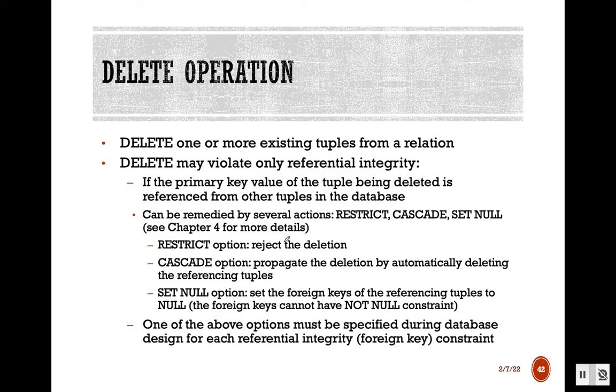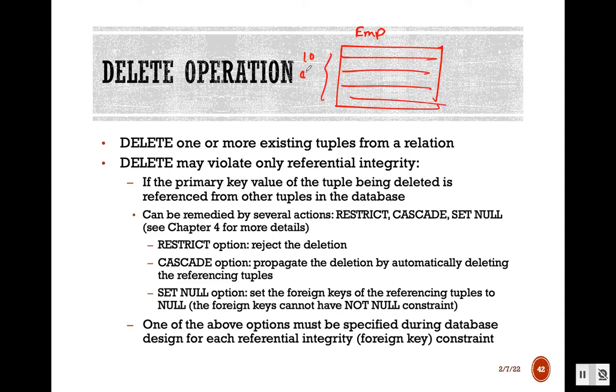Now let's look at the delete operation. Delete means deleting one or more existing tuples from a relation. For example, you have an employee table with 10 employees. Now one of the employees is quitting the job, or retiring. So you may want to delete that employee from your employee table. So delete means just deleting one or more existing tuples from a relation.